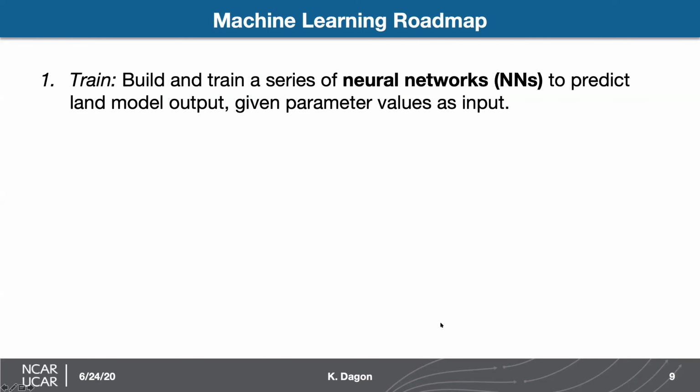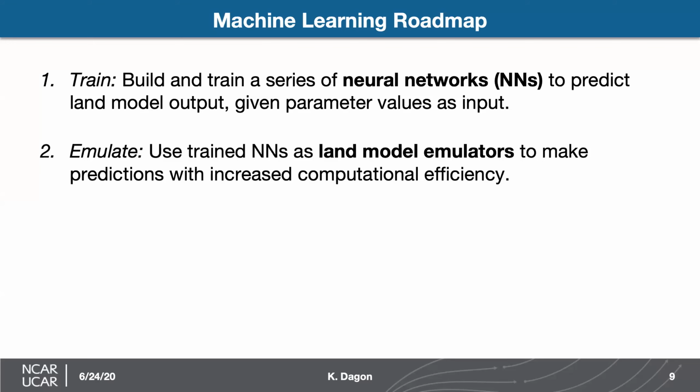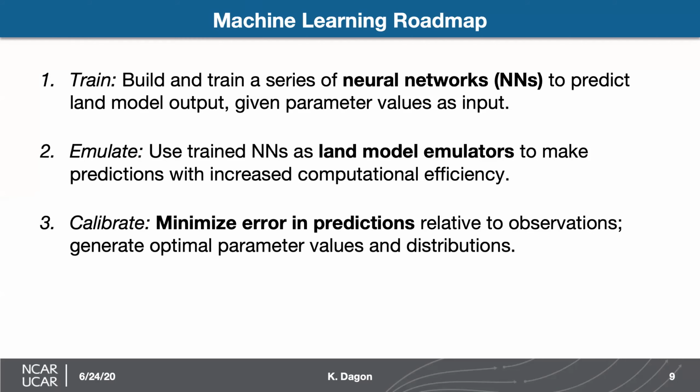So I want to go through a brief roadmap for this talk and for how I'm using machine learning for this project. First step, of course, is to train: training a series of neural networks to predict land model output given the parameter values as input. The next step is to use those trained neural networks as emulators to make predictions, again with much increased computational efficiency. The third step is to start bringing in observations and to try and do the parameter calibration.